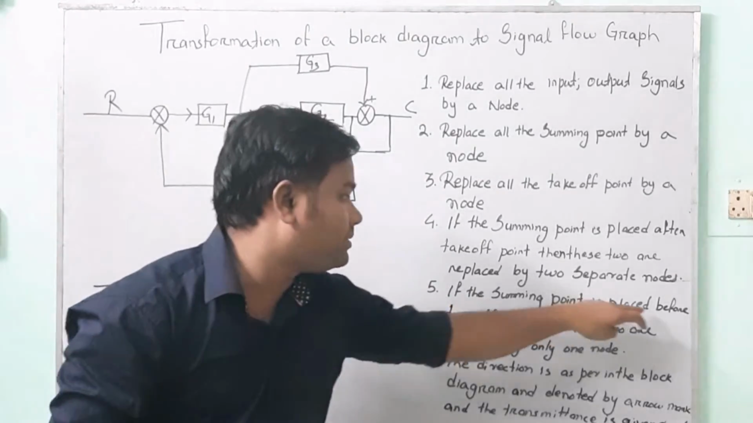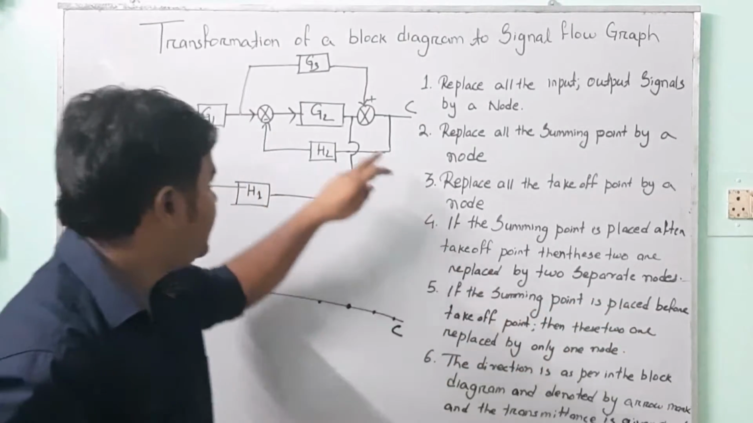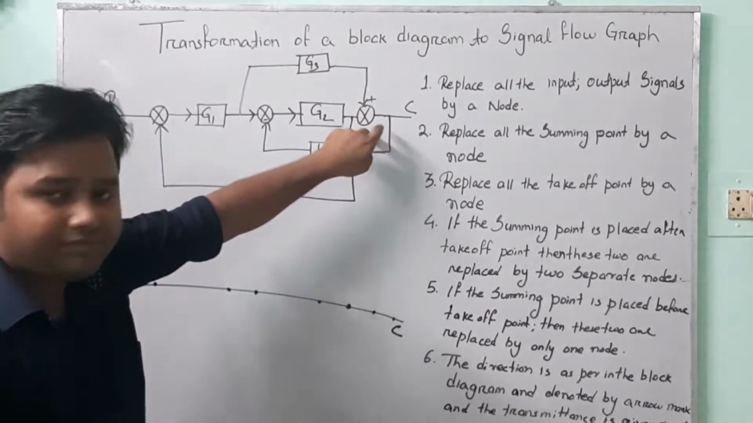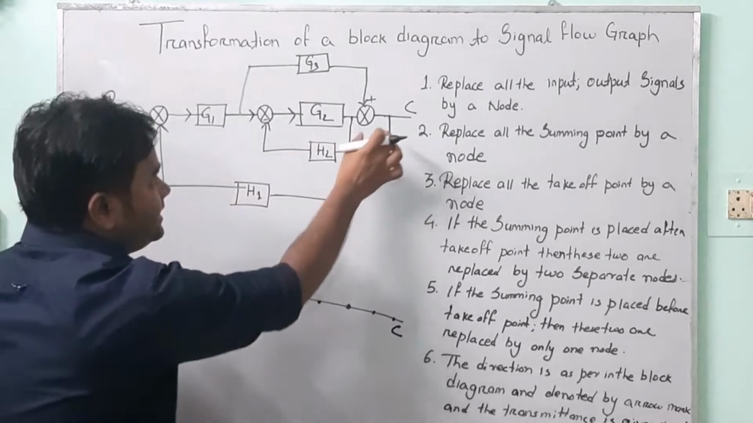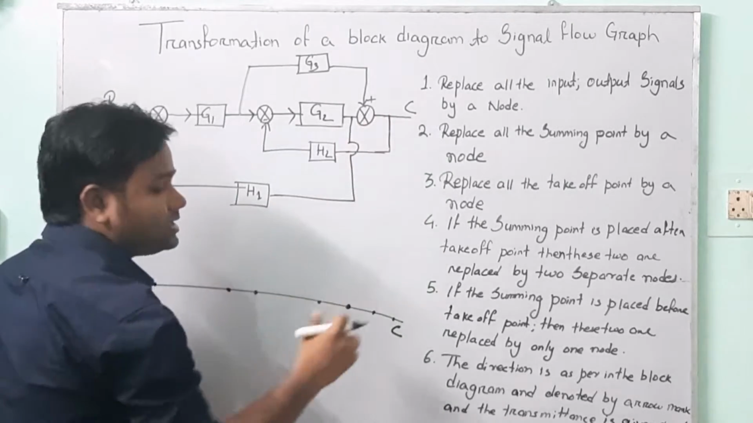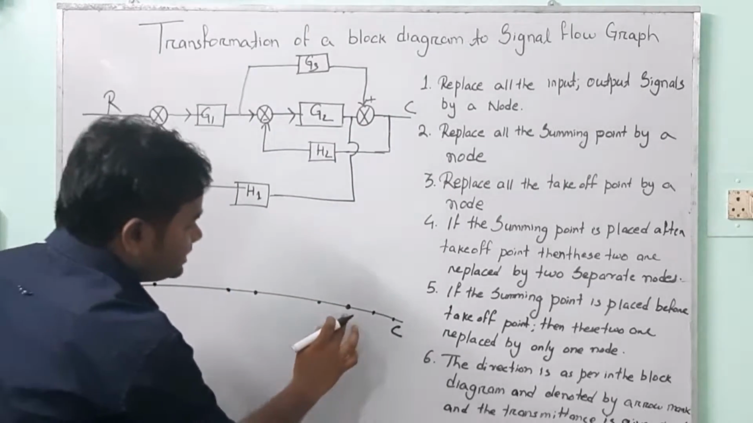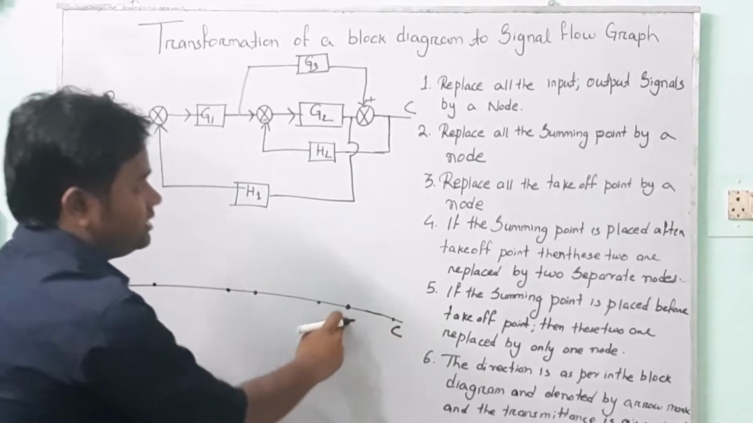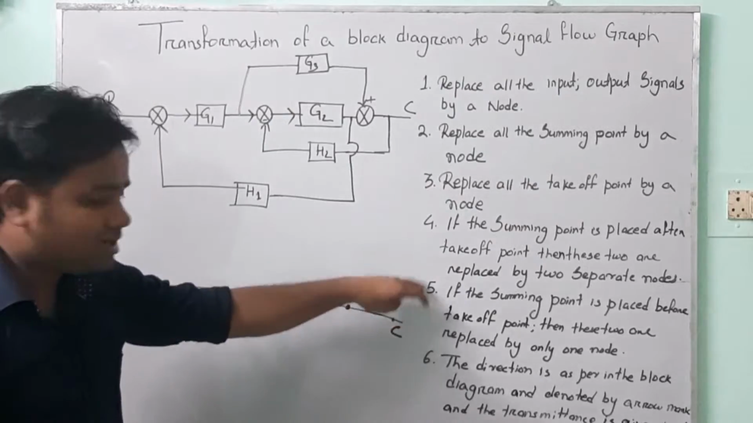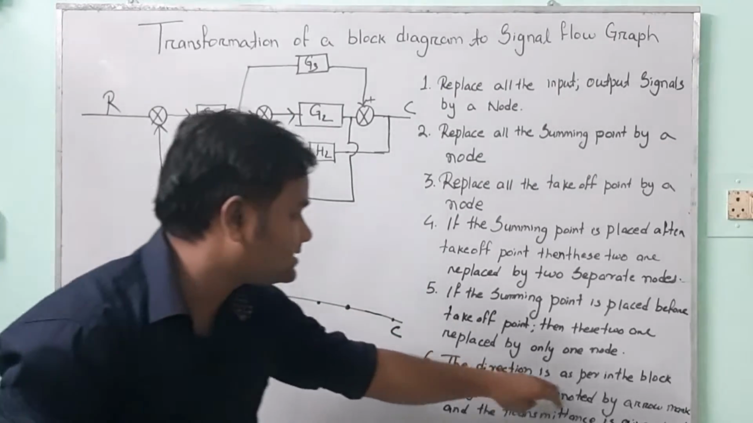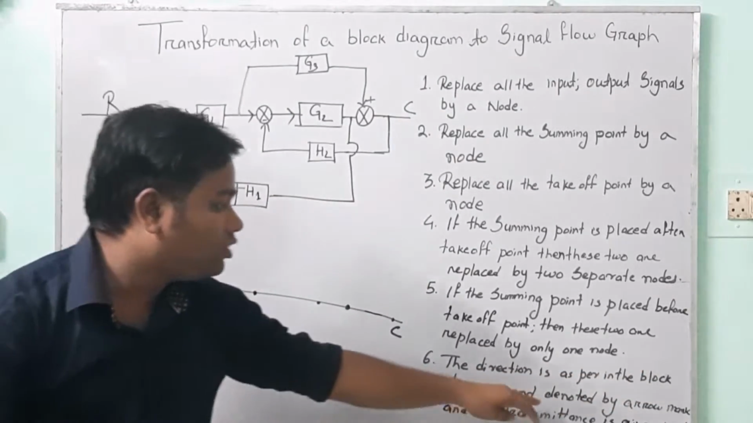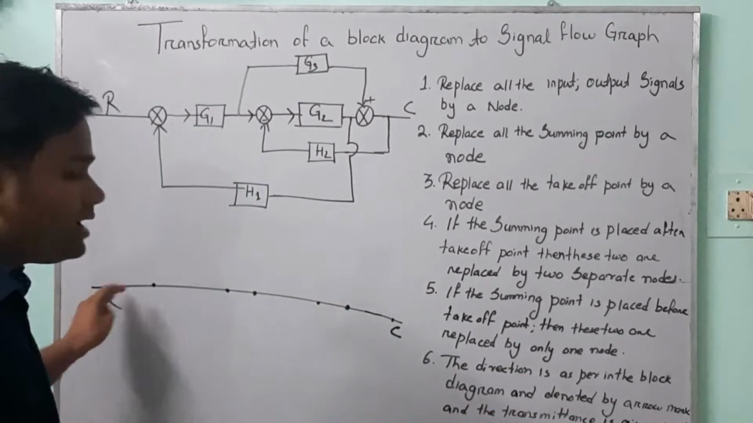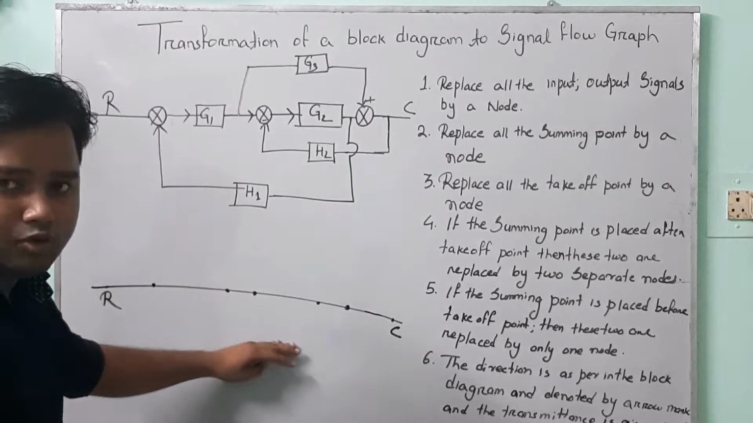If the summing point is placed before the takeoff point, then these 2 points can be replaced by a single node. That means here 2 nodes will not be needed, only 1 node will be here. Clear? Point 5 is clear. Point 6: replace the direction as per the block diagram and denote it by an arrow mark. Now we can find the number of nodes.